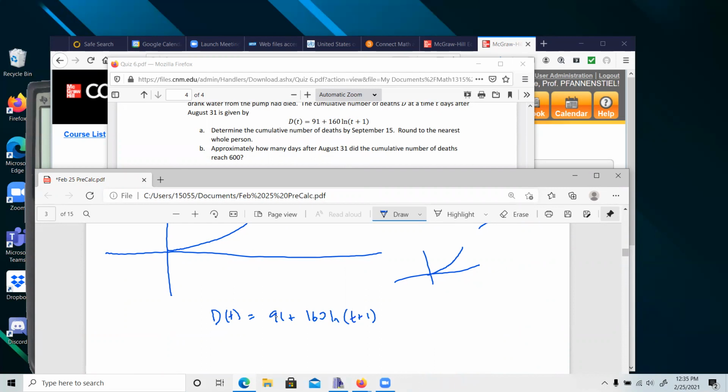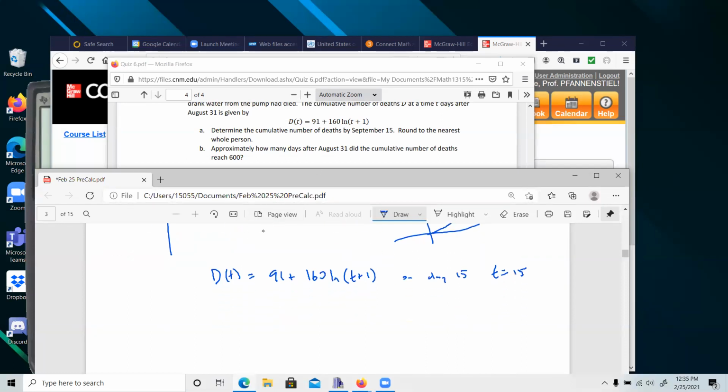Okay, so there's our deaths by time. Determine the cumulative number of deaths. That's what this is, right? The cumulative number of deaths T days after. So the cumulative number of deaths on day 15. So we're going to set T equal to 15, round to the nearest whole person. So what we're going to do is say D, right? How many people died? 91 plus 160, and now we're going to put in 15 plus 1. That's really all there is to this problem.